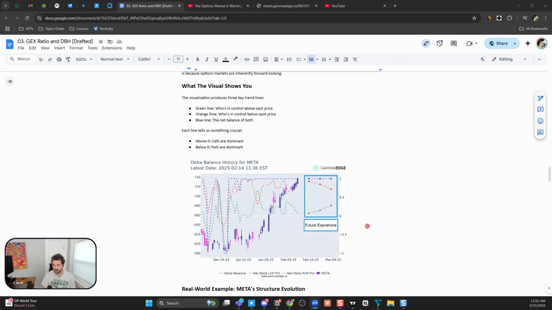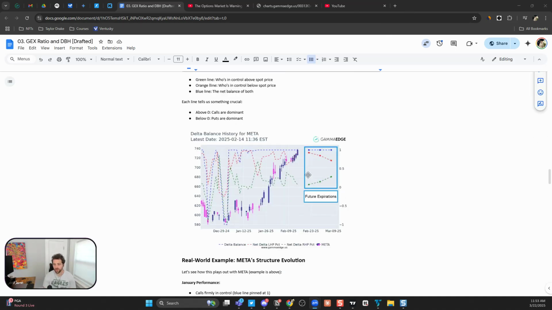Just looking at this, we can see that the green line, the right-hand pane above spot price, is above 0 and trending higher, which is constructive. It means calls are outpacing in the money puts above spot price, and it's expected to increase as we get further out in time. And the orange line is also firmly above 0, so those in the money call speculators are expected to remain in control.